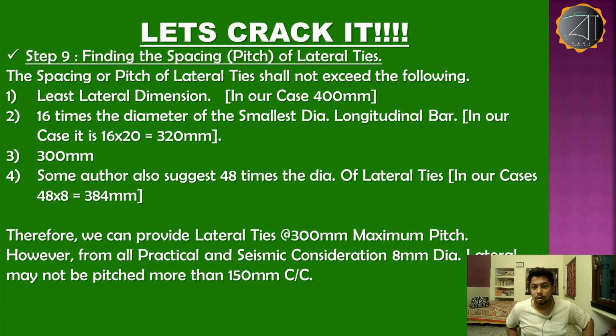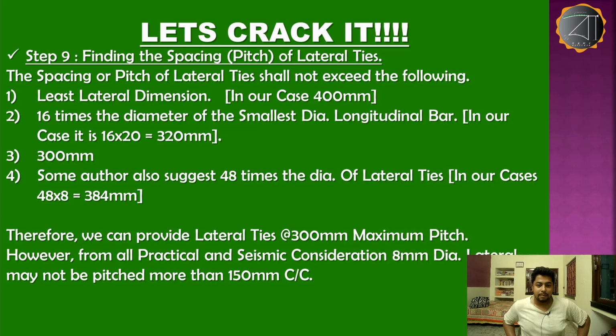Step 9, finding the spacing or pitch of the lateral ties. The spacing or pitch of the lateral ties shall not exceed the following. So, it should be taken as the minimum of the next 4 criteria. One, least lateral dimension, in our case is 400 mm. If we had to take a rectangular section of 300 mm by 500 mm, then we would have taken 300 mm as the least lateral dimension, but we have taken the square column of 400 mm by 400 mm. So, the least lateral dimension is 400 mm, because both the dimensions are the same.